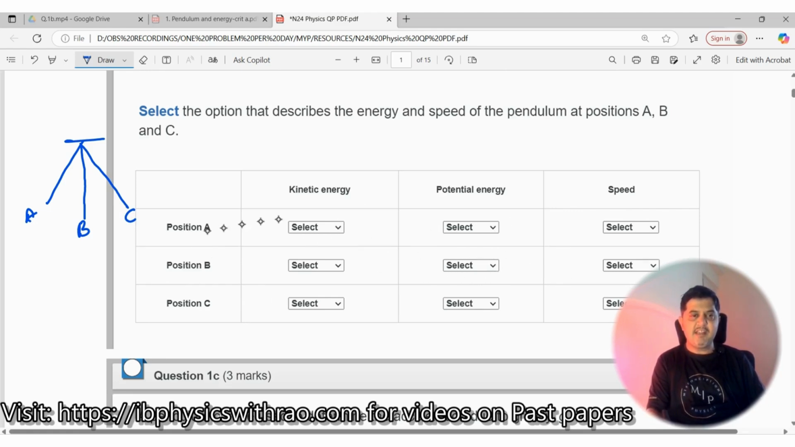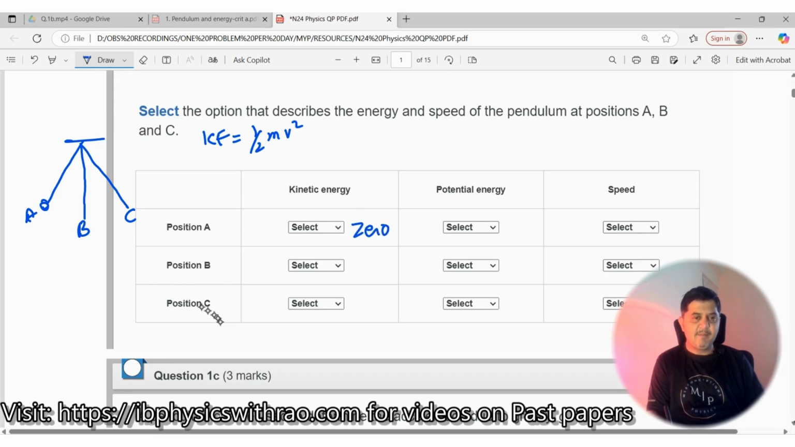At position A, what was the kinetic energy? The particle was at rest. When it is at rest, what do you mean by kinetic energy? Kinetic energy is given by the formula half mv squared. m is positive, but v is 0 here, right? The kinetic energy at this point would become 0 because velocity is 0. You should have dropped down this one and selected the 0 here.